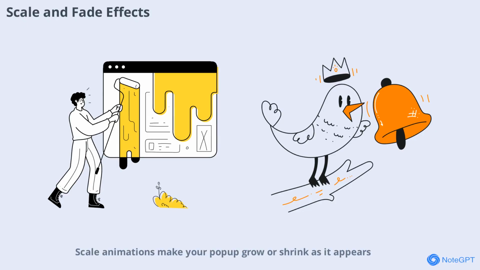Scale animations make your pop-up grow or shrink as it appears, while fade effects let it gently blend in or out. These options offer a softer, more subtle way to introduce your pop-up, perfect for messages that need to be noticed but not shouted. Want to keep things fresh?